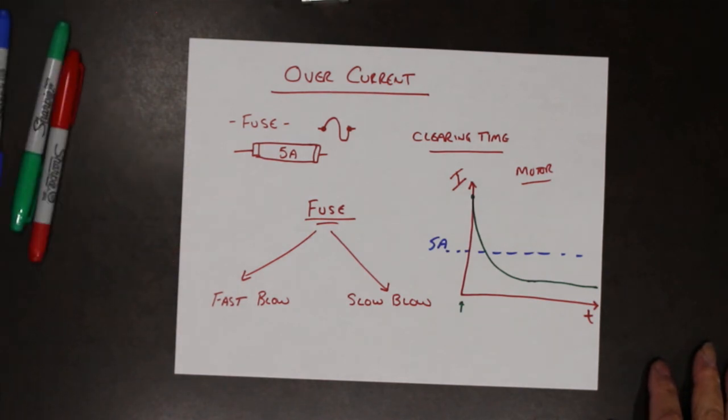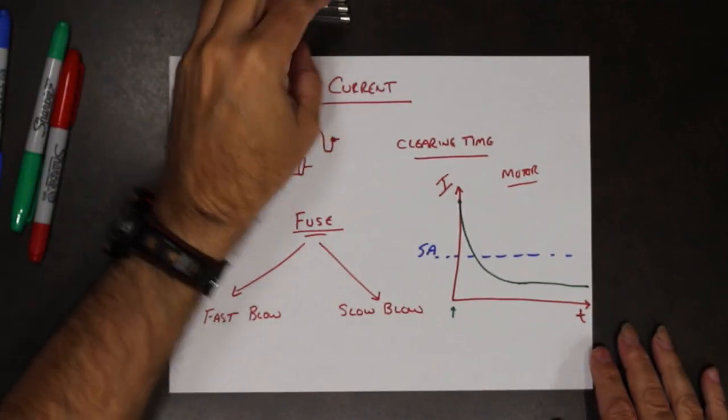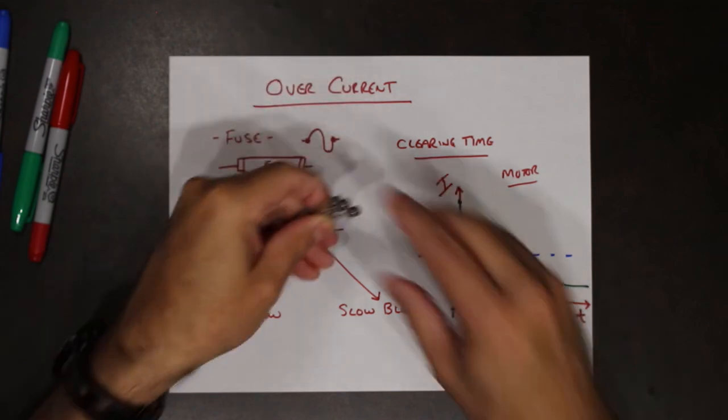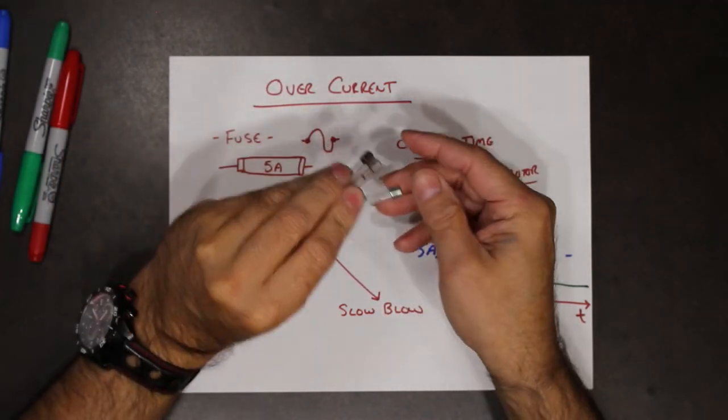So fuses come in many different styles and sizes. They come in different physical sizes. This is a very, very common one that you're going to see in electronics.